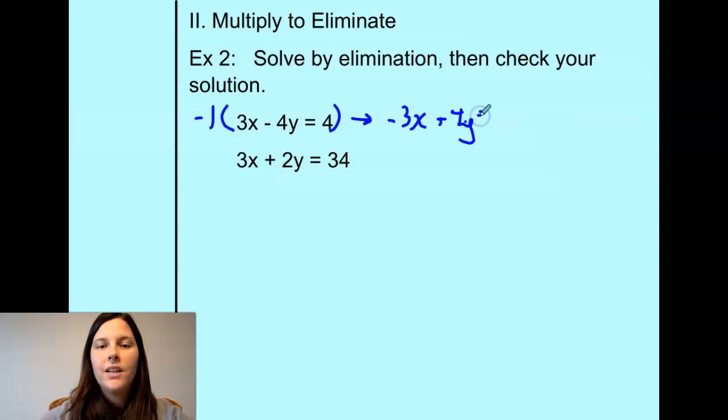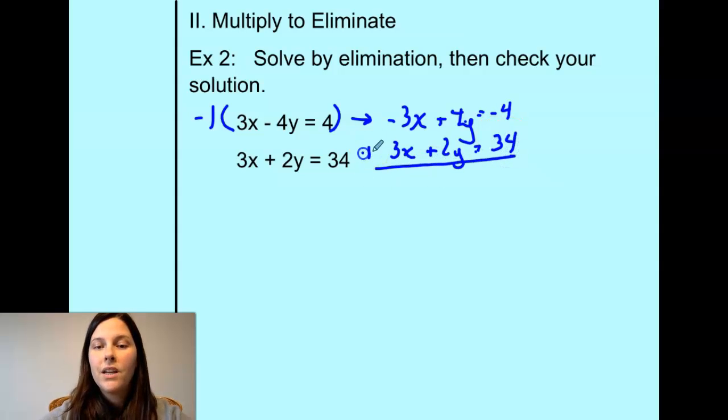And negative 1 times 4 gives me a negative 4. I'm going to leave that second equation alone. I'm just going to rewrite it. We had 3x plus 2y equals 34.